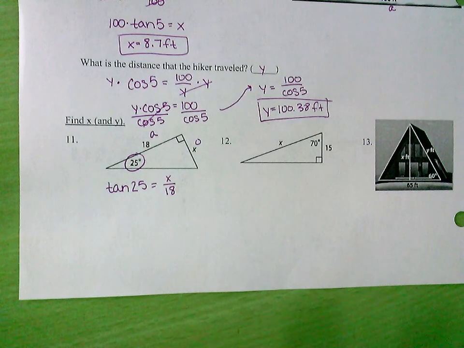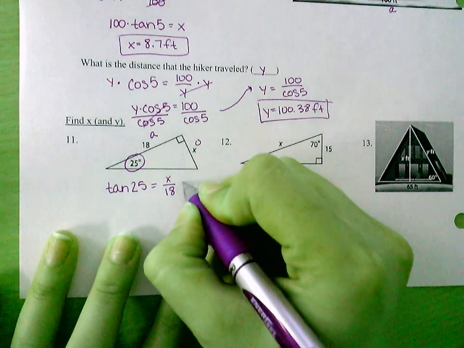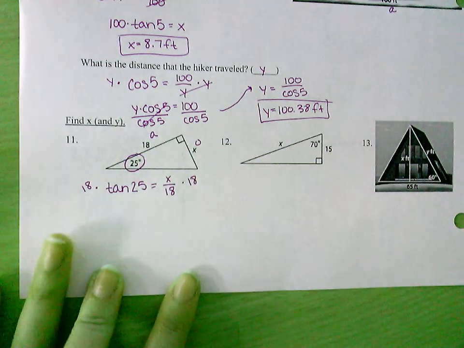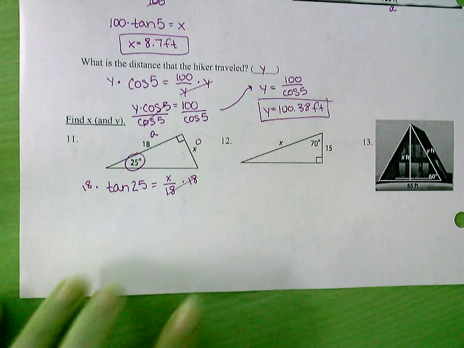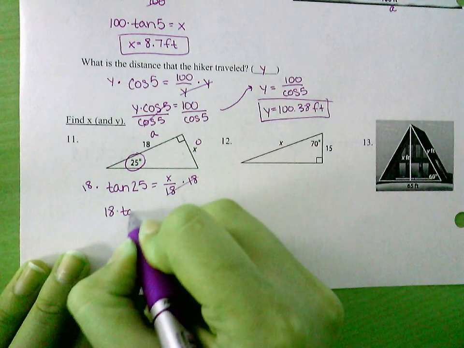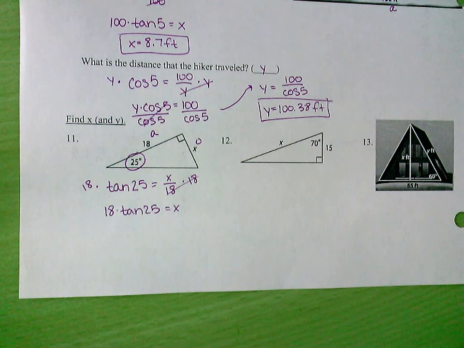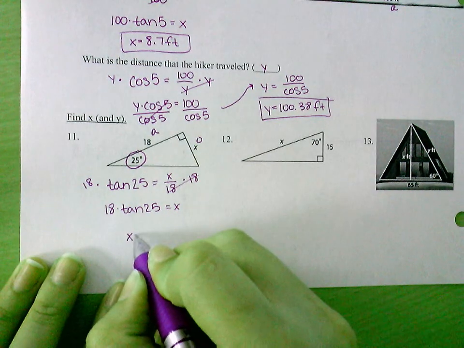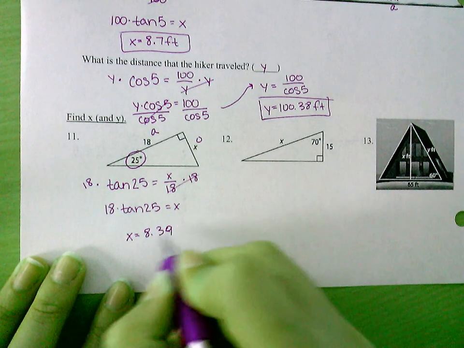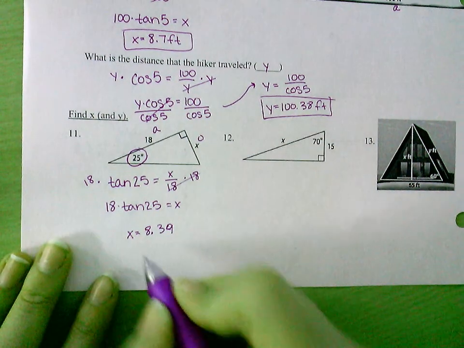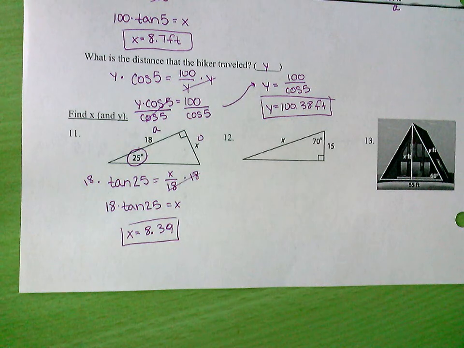How do we get x by itself? Multiply 18 on both sides. Good. Okay, they cancel on that right-hand side. So we have 18 times the tangent of 25 equals x, and you can enter that into that calculator. So x will be 8.39. 8.4 if you round. Rounded it to 8.4, but that's still fine.